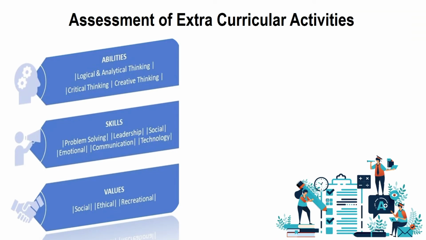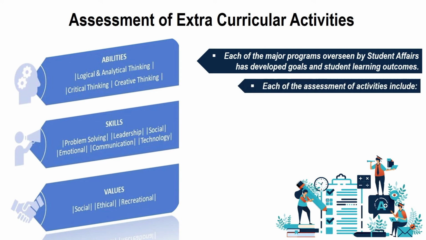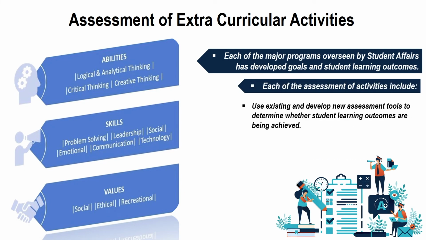So now, for each of the assessment activities in extracurricular and co-curricular activities, they use existing and develop new assessment tools to determine whether the student learning outcome is being achieved. You can review the assessment results and use them to guide change where needed. Okay. So therefore, you have to see what type of abilities you want to assess.